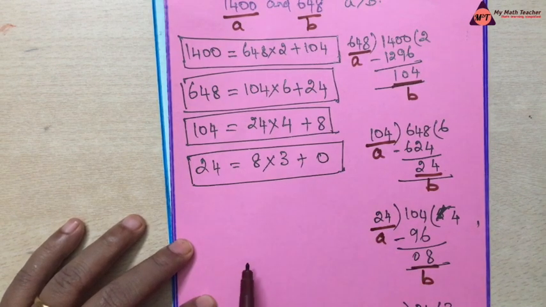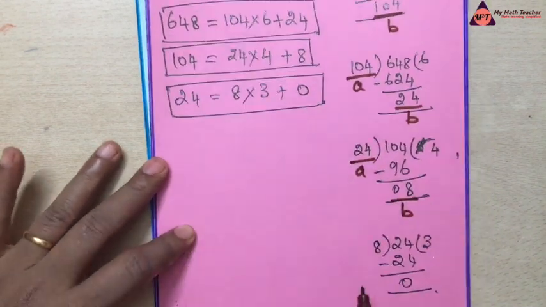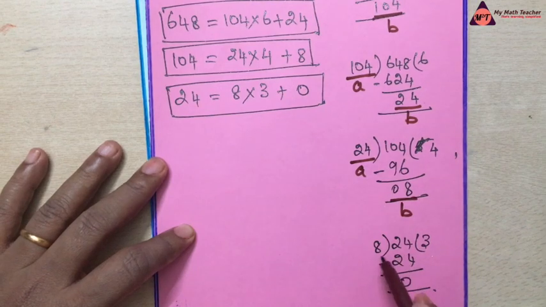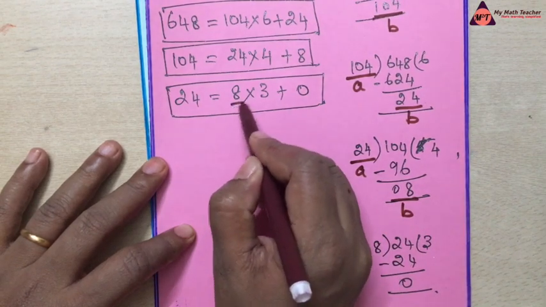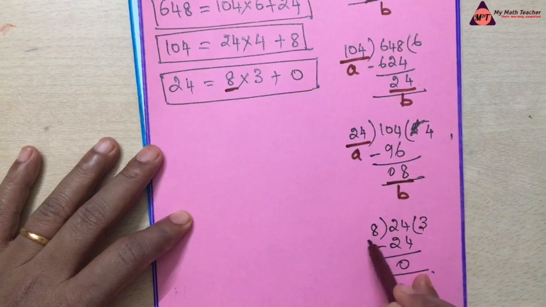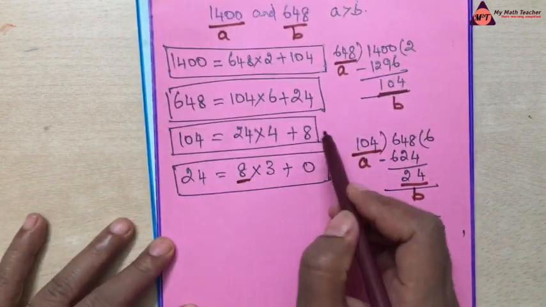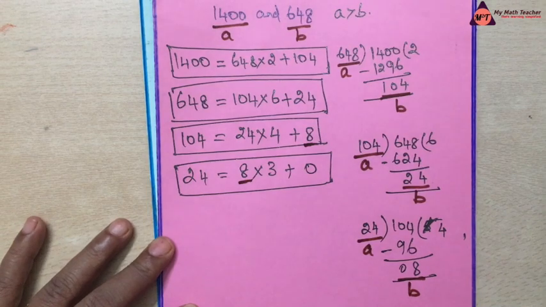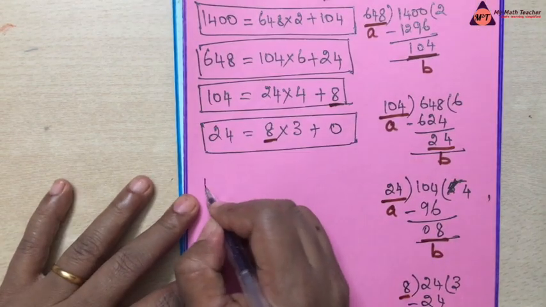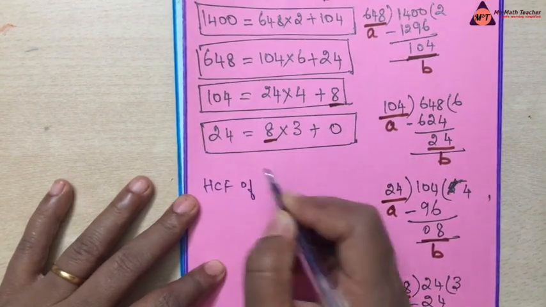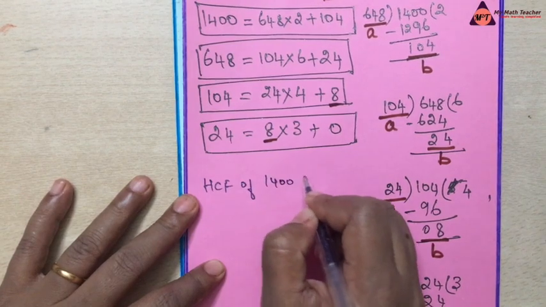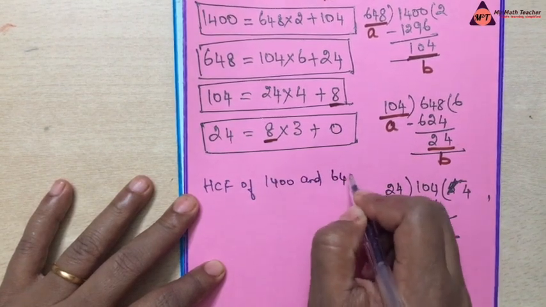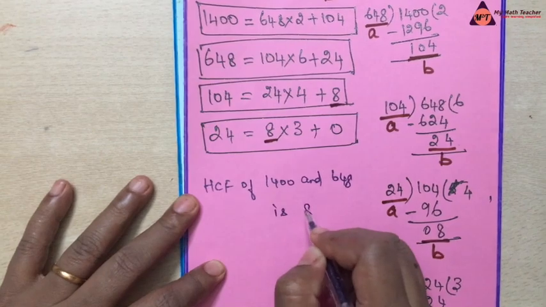Now what is the HCF? HCF is nothing but the divisor in the last step, this one. So the divisor in the last step or the remainder from the second last step, that is the HCF. Now the HCF of 1400 and 648 is 8.